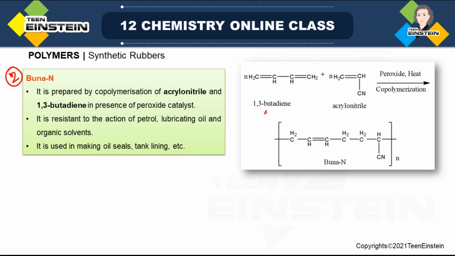Here we have taken 2 different monomers. Number 1 is 1,3-butadiene, which you have to take according to the definition of synthetic rubber. You have to take 1,3-butadiene or any of its derivatives. This is number 2. In the number 2 monomer also you can see some unsaturation is present. This is known as acrylonitrile, or you can also say vinyl cyanide, because the C=C double bond group is known as vinyl group. It is prepared by copolymerization of acrylonitrile and 1,3-butadiene in presence of peroxide catalyst.